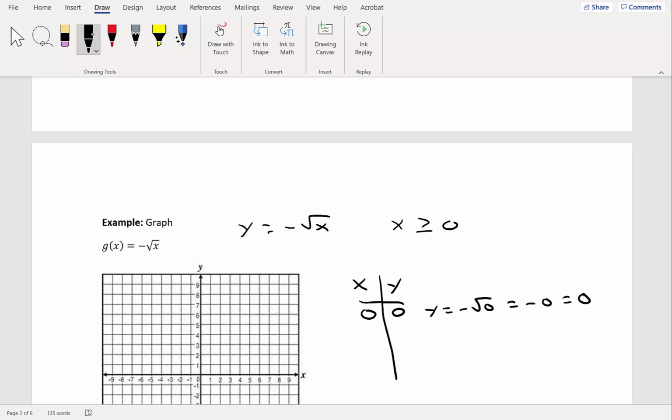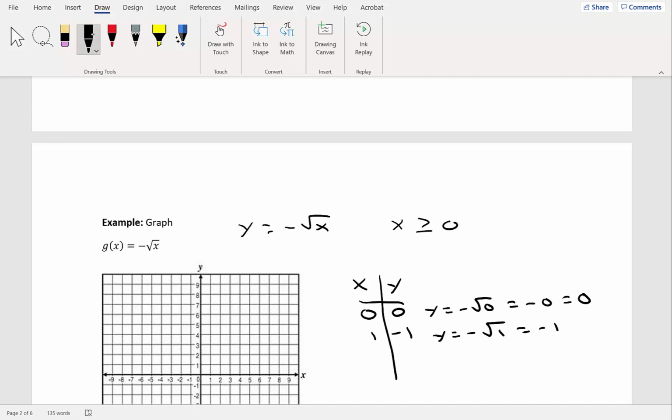Okay. So the next value you want to choose is whatever is going to give you a perfect square. So make your life easier. Choose values that are going to give you a perfect square, something that's going to give you a whole number. Well, I know square root of 1 is a whole number. Square root of 1 is just equal to 1. So I can plug in 1 for my x. This gives me y equal to negative square root of 1, which is negative 1. So if I plugged in 1, my y value would be negative 1.